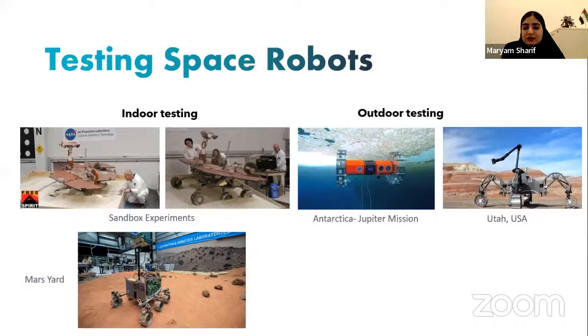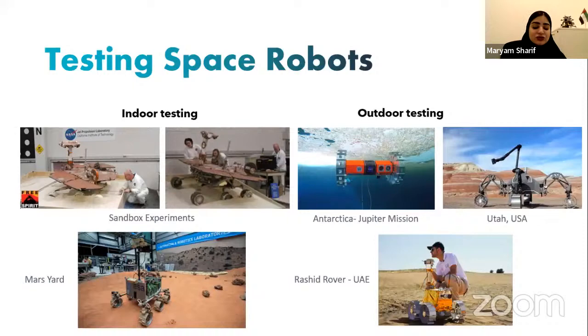There's another type of testing, another environment in a desert area. This is in Utah in the United States. And what we have here in the UAE is that they are planning to launch a lunar rover called the Rashid rover. And just in the past weeks, they were testing it outdoors, deep in the deserts of Dubai.